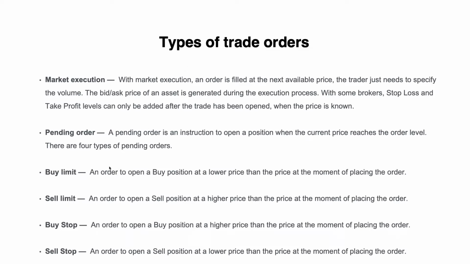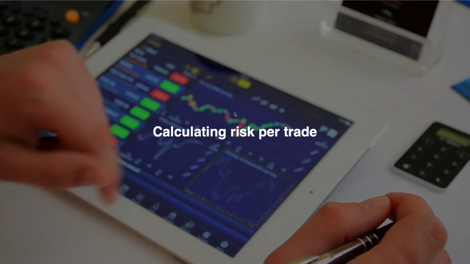But we are only going to use market execution when we publish the trade on the VIP Forex Signals group, and you have to take it as fast as you can, instantly. When we post it, you take the signal. And for pending orders, we're going to publish it at the specific price in the future at which we want to open it, and it'll be a buy or sell limit. So the first thing you want to do before opening a trade is determining your risk, so calculating the risk per trade.